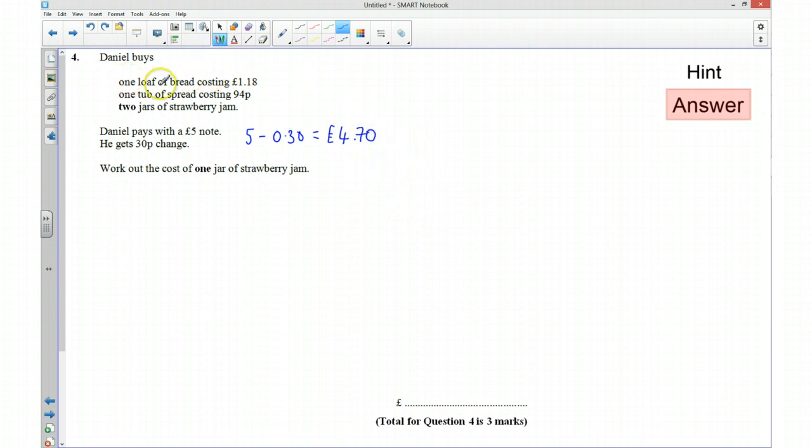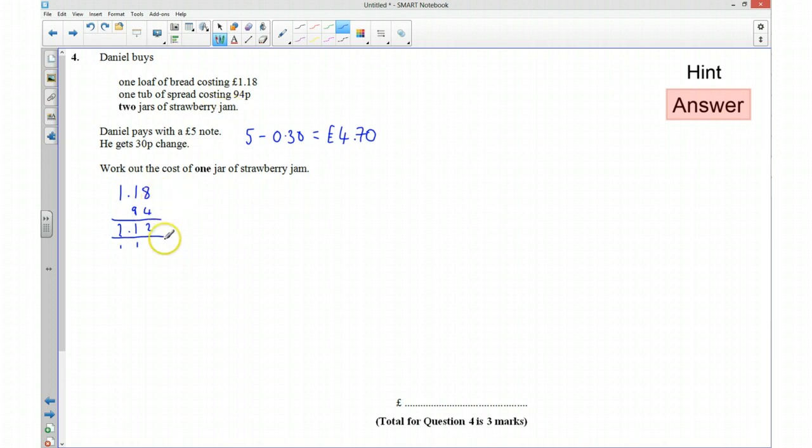So we now want to know what the cost of the bread and the spread was altogether. So that's going to be £1.18 plus 94p, that's £0.94. And if we add those together, we've got 8 and 4, which makes 12. Carry the 1. 9, 10, 11. Leave my decimal point down here, and I carry the 1, and then I've got 1 and 1, which makes 2, so it's going to be £2.12.